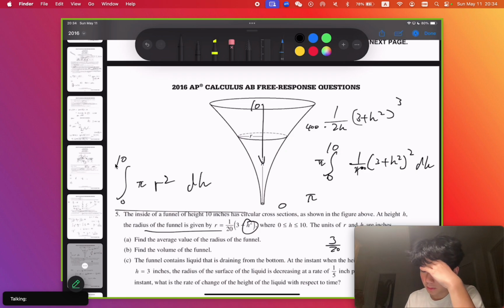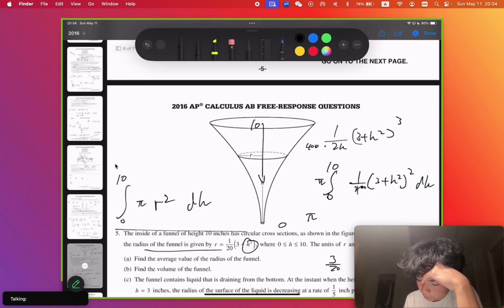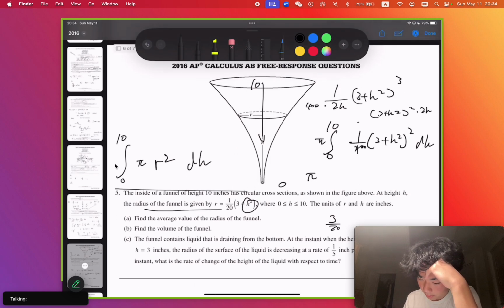This is my antiderivative. If I take the derivative of this thing over here, first it's (3 plus h) squared over 2. I'll multiply it by 2h, which is the derivative of the inside if you use the chain rule. Then you get this. Alright, that's proved. And then you're going to multiply it by pi.